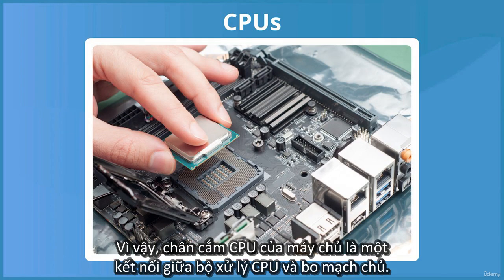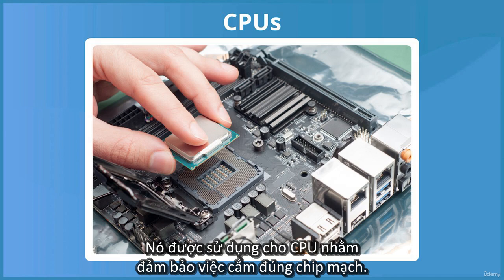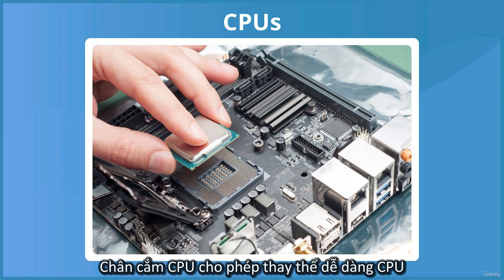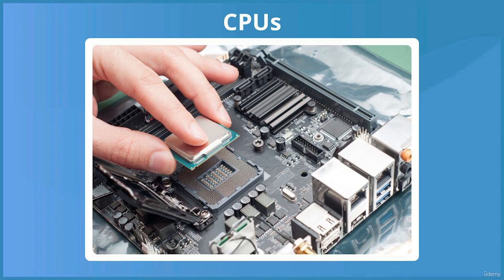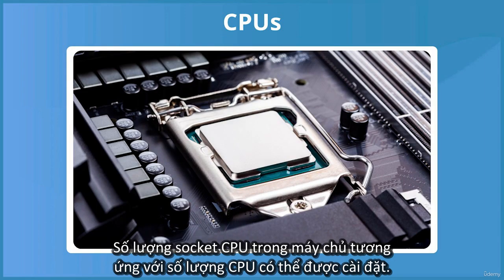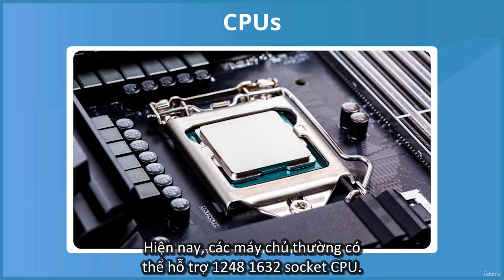So the server CPU socket is a connector between the CPU's processor and the motherboard. It's used for the CPU to ensure correct circuit chip insertion. The CPU socket allows for easy swapping of the server CPU and prevents damage when inserting and removing it. The number of CPU sockets in a server corresponds to the number of CPUs that can be installed. Now, typically, servers can support 1, 2, 4, 8, 16, 32 CPU sockets.